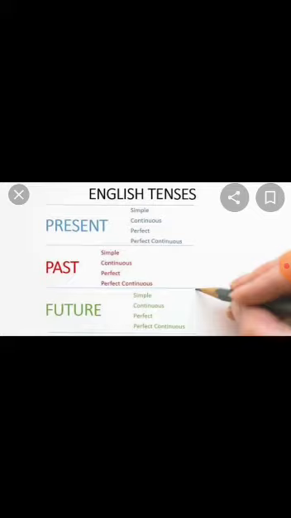Each tense has four types: simple, continuous, perfect and perfect continuous. To make this concept more clear, I am adding a video. Watch this video carefully.